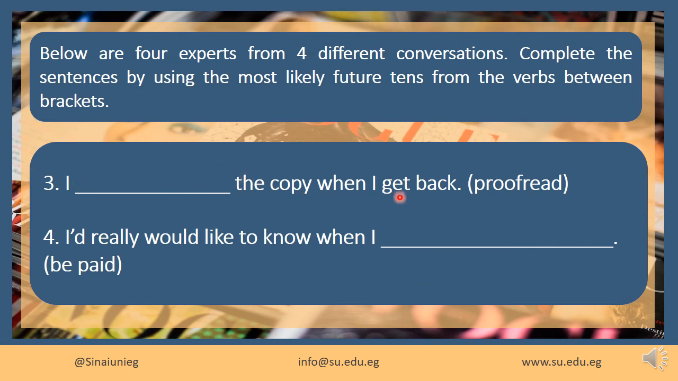I blank the copy when I get back, and the verb we want to use here is proofread. If you take a closer look at this sentence, you will find out that it's a spontaneous decision about the future. So the answer will be, I will proofread the copy when I get back. I'd really like to know when I blank be paid. And the answer here will be, I'd really like to know when I'm going to be paid.